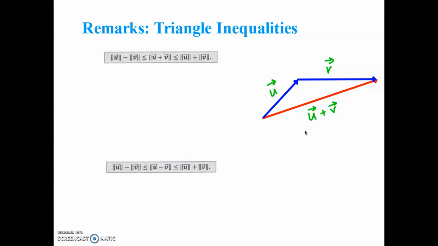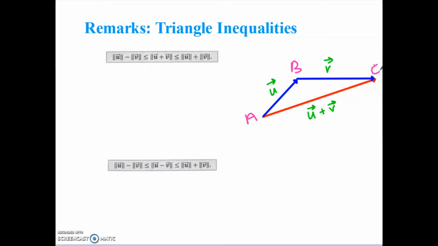Notice that this is a triangle, and you know from grade 9 the triangle inequality, which states that in any triangle, the length of any side is less than the sum of the lengths of the other two sides and greater than their difference. So in this case, AC is less than AB plus BC and greater than AB minus BC, or BC minus AB.